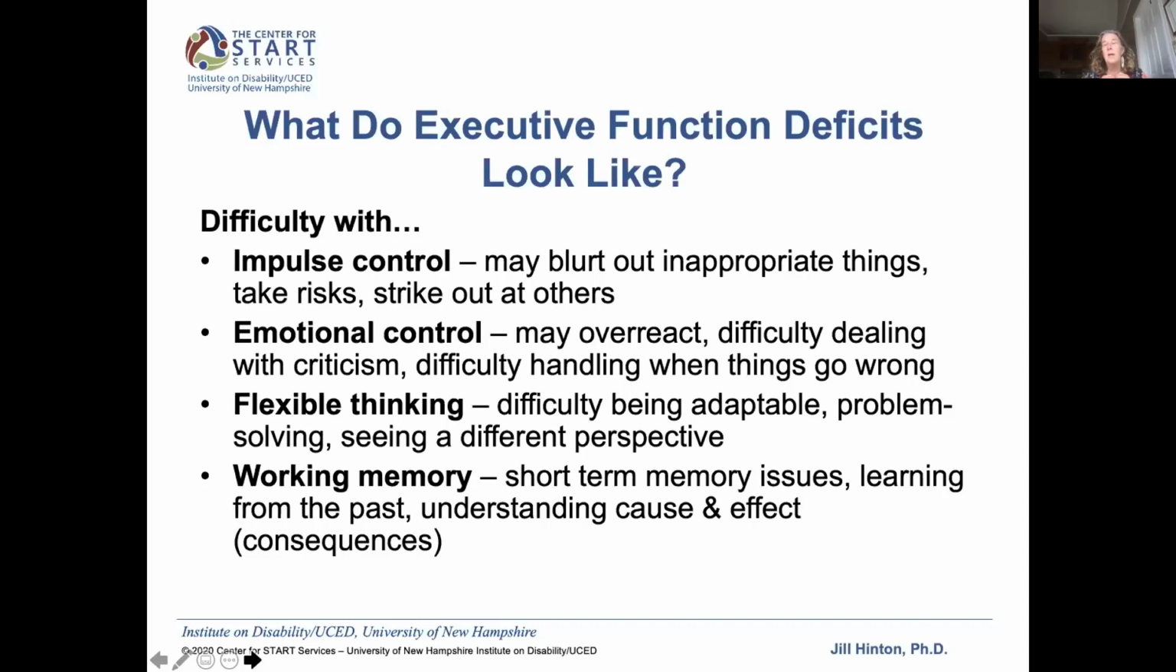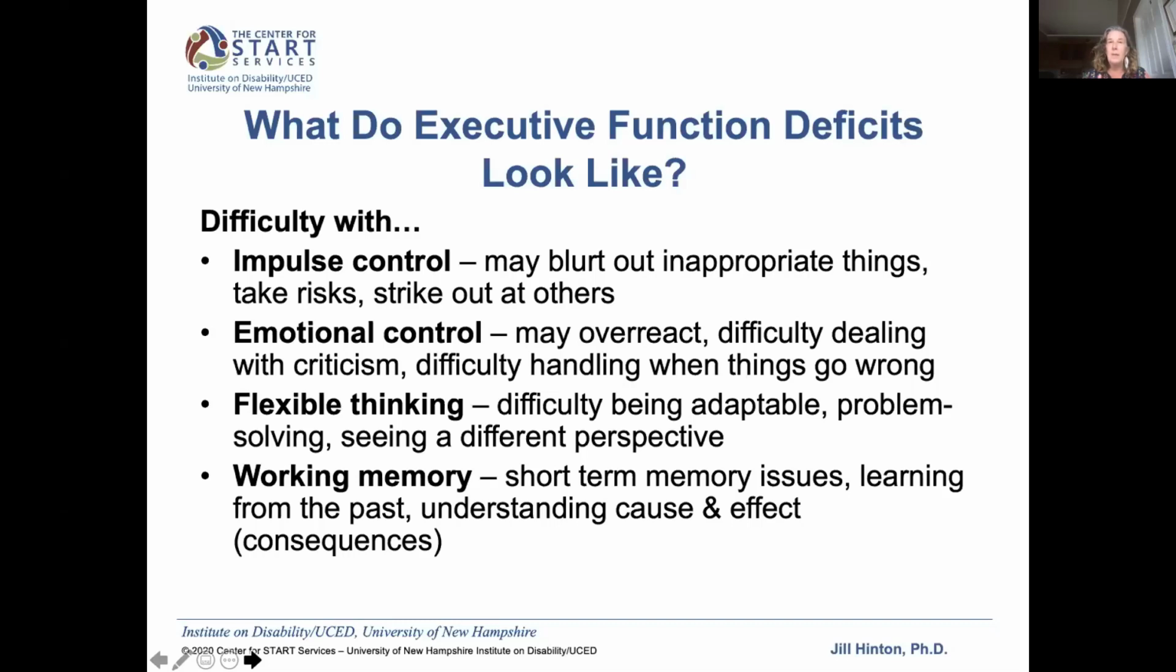So when these deficits exist, what do they look like? And these will sound familiar to you if you work with folks with IDD and co-occurring behavioral health needs. Some of these things we do see in folks. So impulse control, we talked about that in terms of inhibition, right? Sometimes people will blurt out inappropriate things, and we all do this at times, right? We say things that we shouldn't have said, and we're like, oh, that was not the right thing to say at this point. And when our executive functioning is not working well, we sometimes do those things. Take risks, strike out at others.